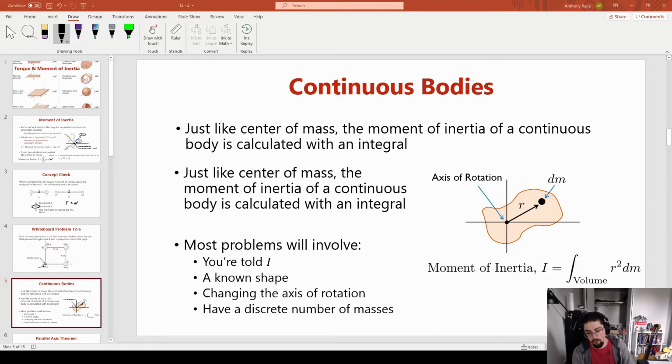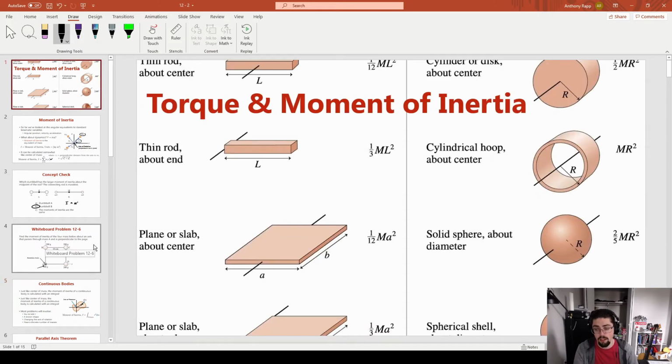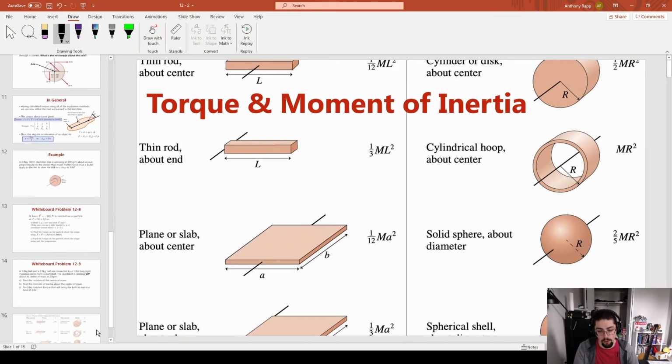But as we're talking about this thing, what is a little bit of a relief for you guys here is that we don't have to worry about a lot of this stuff. Realistically, I'm going to give you the most important things here. You're either going to know the moment of inertia, or you're going to have some sort of known shape. This sheet right here, let's go ahead and take a look at this real fast.